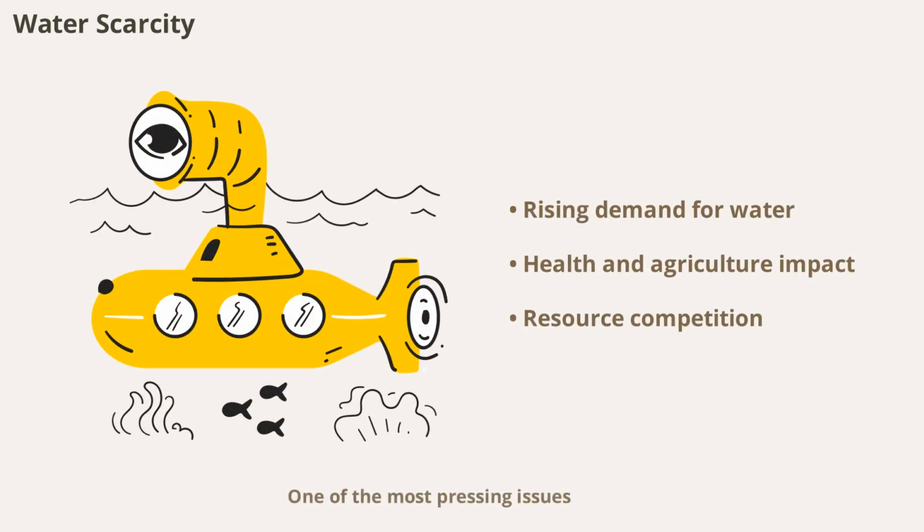One of the most pressing issues caused by population growth is water scarcity. As more people require clean drinking water, the demand often exceeds supply, especially in densely populated regions. Water shortages can lead to health problems, reduced agricultural output, and increased competition for this vital resource.